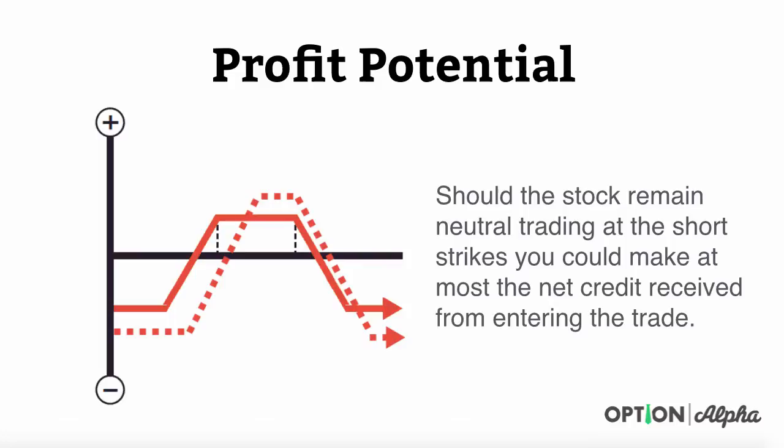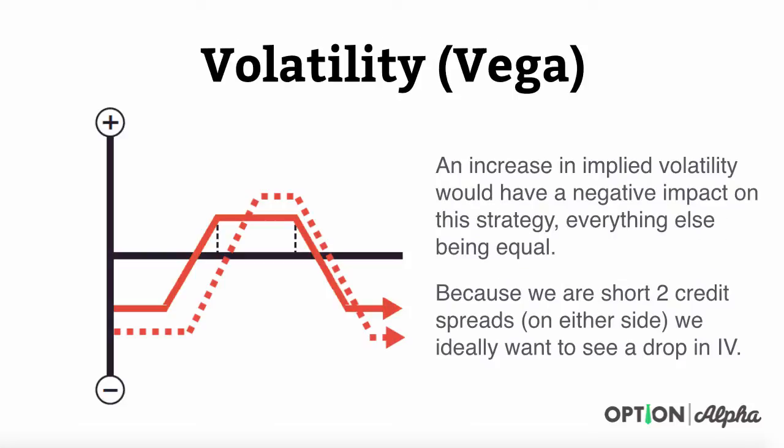Should the stock remain neutral, trading at the short strikes, you could make at most the net credit received from entering the trade. So that's ideally what we want to see happen, is the stock still trading in between those short strikes that we sold on either end. But if it does move outside of that range, then we have the potential to lose, depending on which side it moves to.